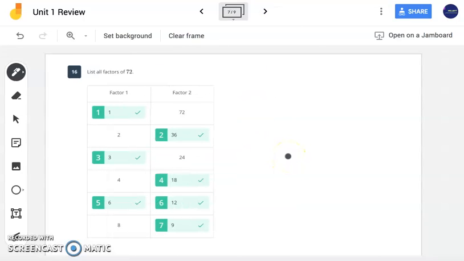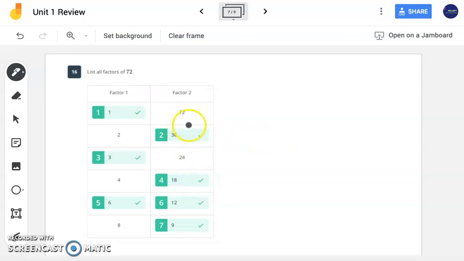This one also says list all the factors of 72. Now, right away, speaking about prime and composite numbers, I see that there's so many factors. There's more than 2 factors. So we classify 72 as a composite number.